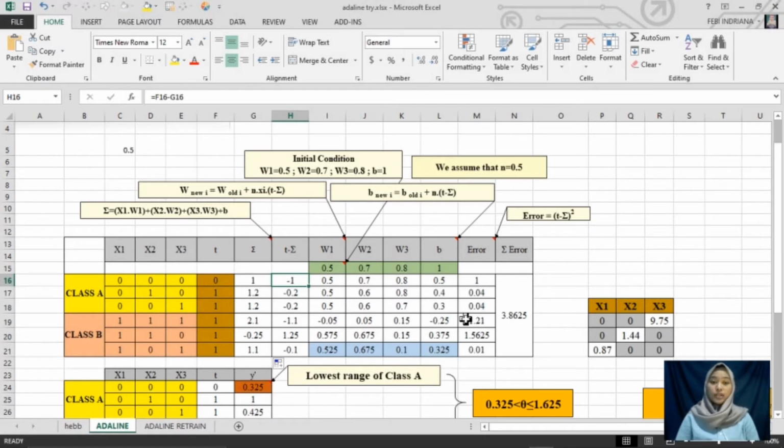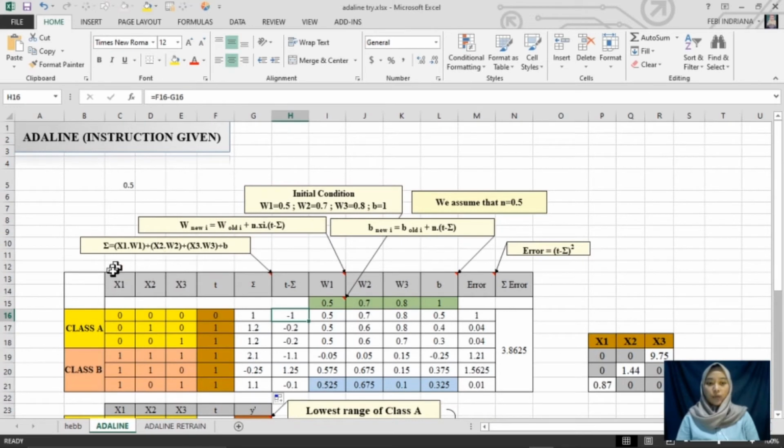Okay, now I will use ADALINE training to solve the linear problem. First of all, we have three inputs symbolized by x1, x2, and x3. These inputs are divided into two groups, class A and class B. In this case, I use the OR logic to get the target. And this column is summation.